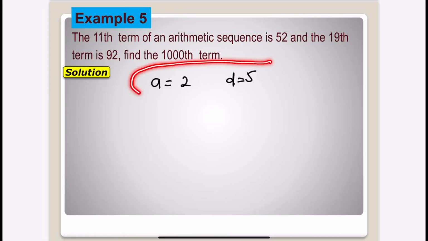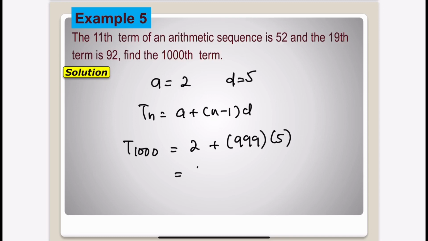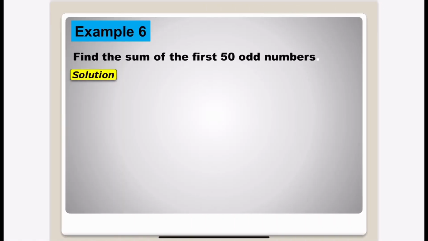Since we have a equals 2 and d equals 5, now we can find the 1000th term. So recall the formula of Tn, which is Tn equals a plus n minus 1 d. Therefore, T1000 equals a is 2 plus 1000 minus 1 is 999, and then multiply by d, which is 5. So simplify, you will get 4997.